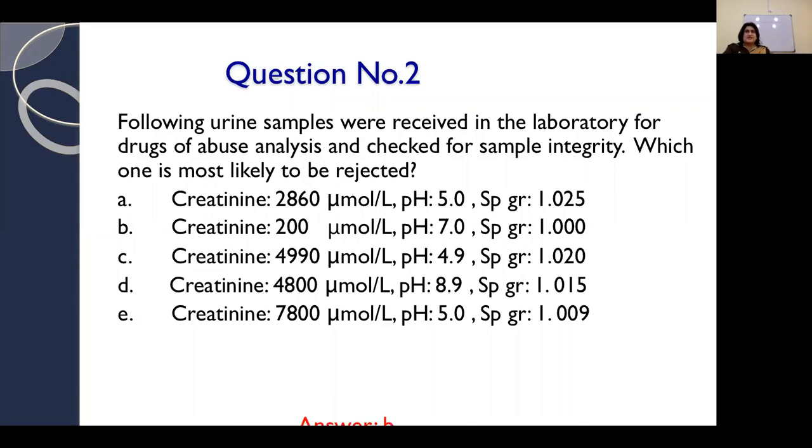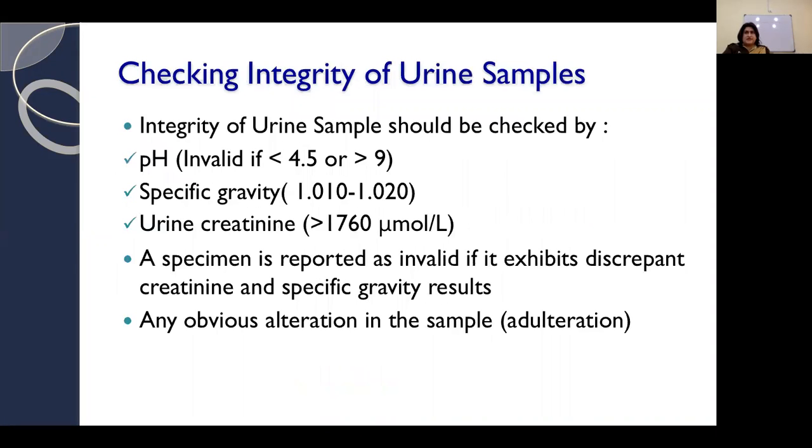The correct answer in this case is, as very well said by Afshan, B. Now let's see how. Checking the integrity of urine samples should be done. It is more strictly a criterion for forensic toxicology, but it is always a good lab practice to check the integrity of the urine before embarking upon the actual testing. So we have basically three criteria for checking the integrity of urine, that is pH, specific gravity, and urine creatinine. And the cutoffs and the values I have already flashed on the slides. A specimen is reported in relation with discrepant creatinine and specific gravity result.